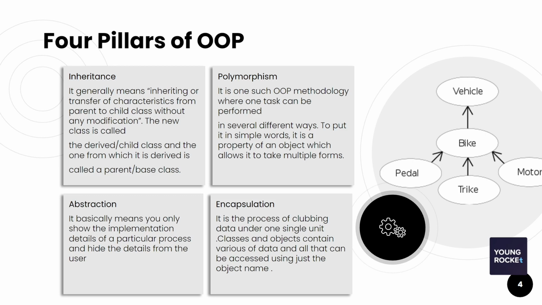And the next thing is called encapsulation. Data encapsulation is nothing but taking some data, clubbing it and calling it under one name so that all the relevant data stays within the range where you want it to be. That is called data encapsulation, and this is done by the use of classes and objects. Inside a class and object, we have a lot of functions and a lot of variables. Those functions and variables can all be accessed just using the object name. So all this data is clubbed under one single unit, hence it is called encapsulation.